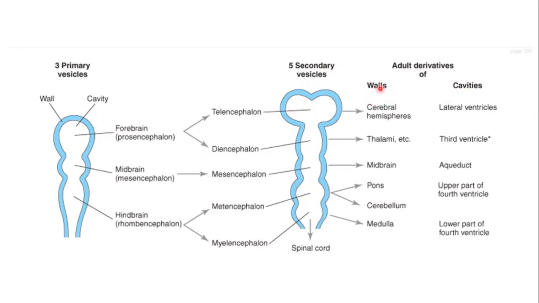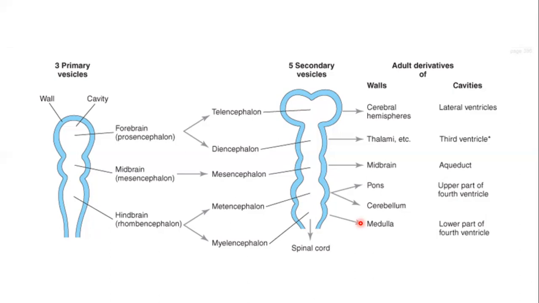In adults, the walls of the telencephalon give rise to the cerebral hemispheres. From the diencephalon walls arise the thalami, the hypothalami, and the epithalami. From the mesencephalon, only the midbrain is derived, whose cavity is the aqueduct. Then there is the hindbrain, another secondary vesicle, the metencephalon, giving rise to the pons and cerebellum in the adult. And the myelencephalon gives rise to the medulla oblongata in the adult.